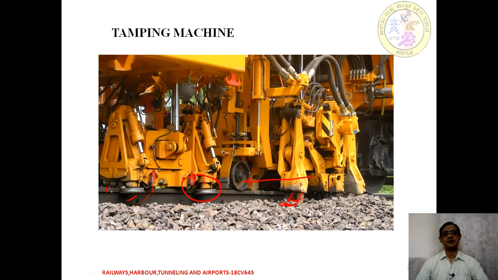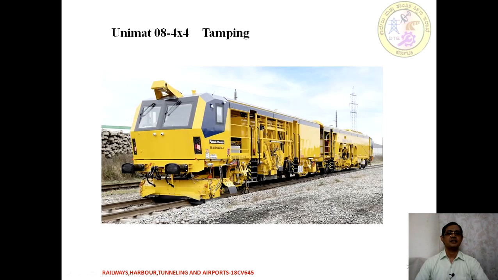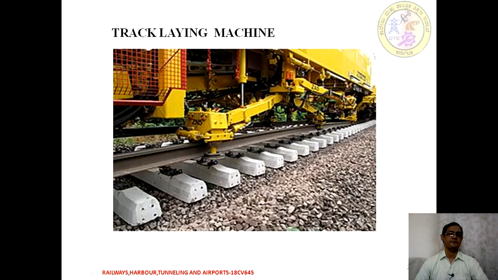So this is a Plasser machine having a tamping mechanism. The next machine is once again from the Unimat company, with a tamping unit. In this one, the mechanism remains the same, but the capacity is going to differ. In the same assembly, we can see the tamper vibrate and push the ballast into a proper position along with the alignment.